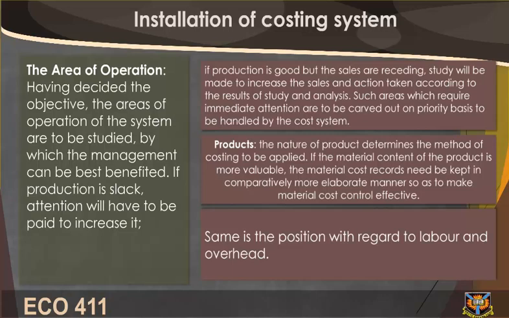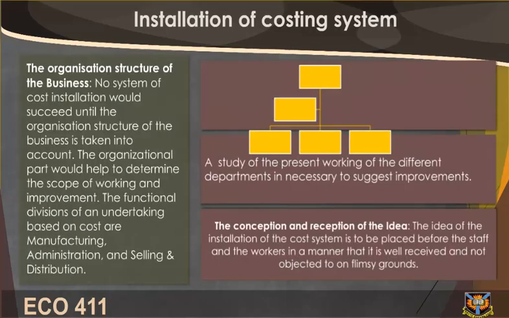Products. The nature of product determines the method of costing to be applied. If the material content of the product is more valuable, the material cost records need to be kept in comparatively more elaborate manner so as to make material cost control effective. Same is the position with regard to labor and overhead.